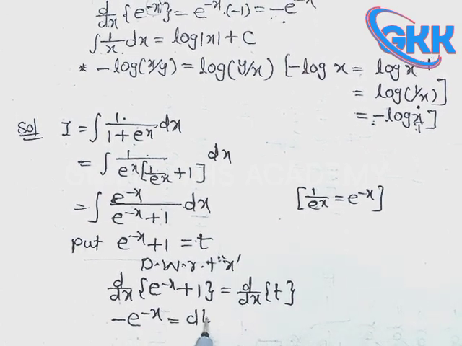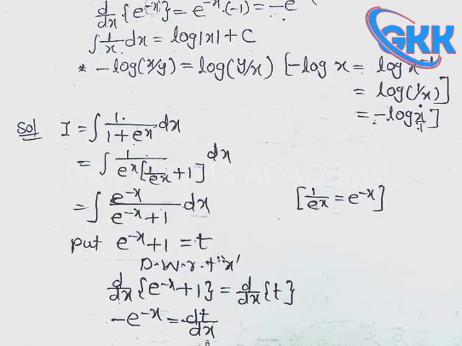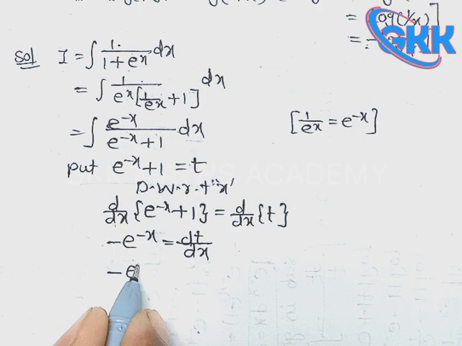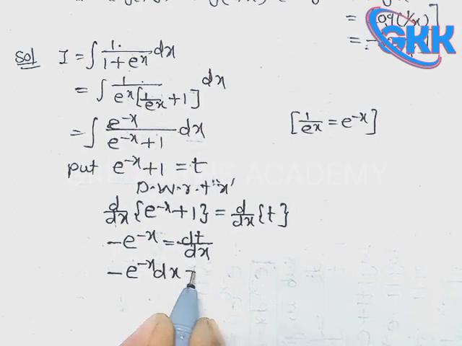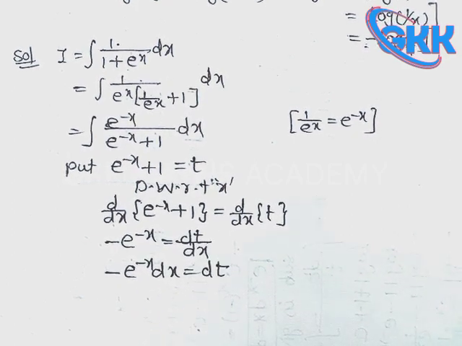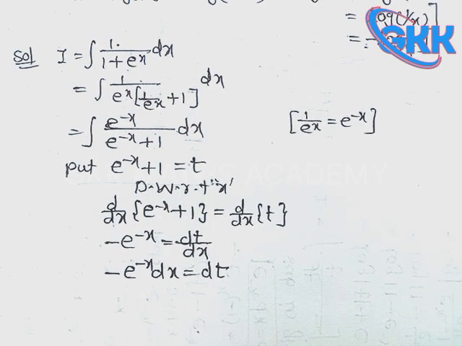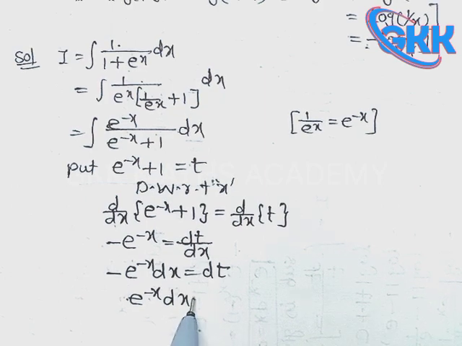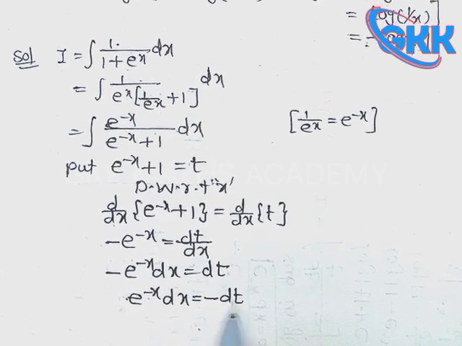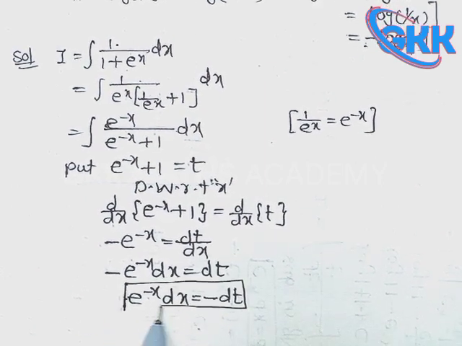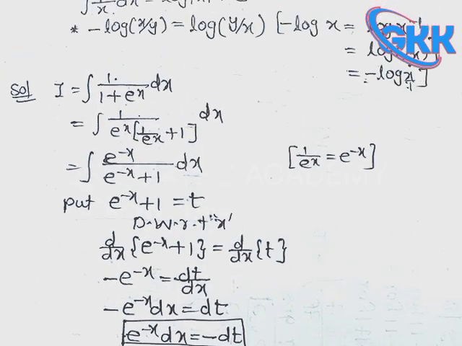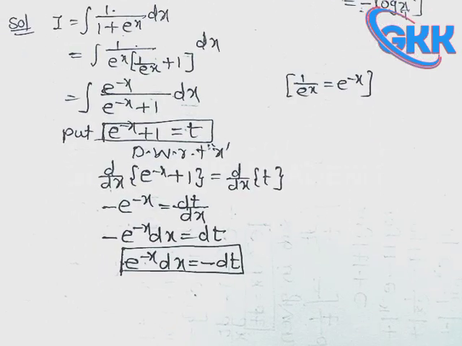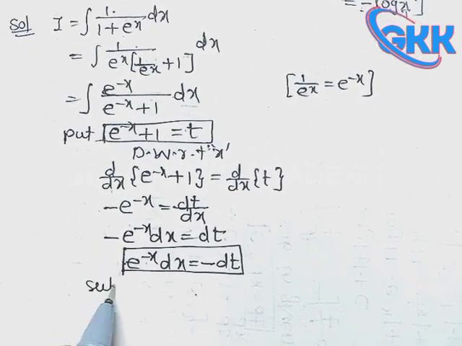Here what you get is dt upon dx. Now cross multiplication: minus e power minus x dx is equal to dt. But here I am multiplying negative with minus on both sides. e power minus x dx equals minus dt. Cleared all of you? So these two values we are going to substitute in the given integral.